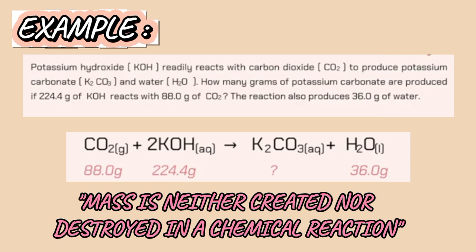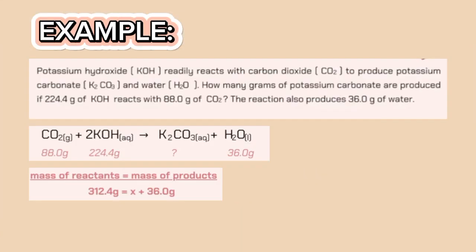Provided below is a balanced chemical equation, but actually, in solving these kinds of problems, we don't necessarily need the balanced equation, though it is good practice to write it. The tip here is that we always have to remember the law of conservation of mass, which is that mass is neither created nor destroyed in a chemical reaction. So what we do is we simply list down the mass of our reactants and the mass of our products.